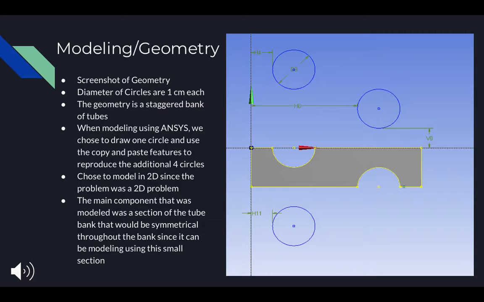We chose to model the program in 2D since the problem was a 2D problem. The main component that was modeled was a section of the tube bank that has an area of 4 square centimeters and that would be symmetrical throughout the tube bank, since it can be modeled using this small section.